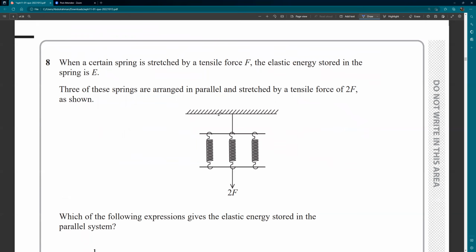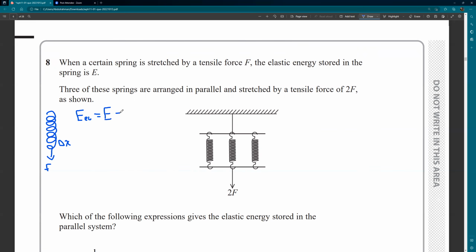When a certain spring is stretched by a tensile force F, the elastic energy stored in the spring is E. So let's draw this. Let's say we have a certain spring and you're applying a force F and it's stretched by some extension delta X. The elastic energy stored in this case is E. So the elastic strain energy stored in this spring is E.